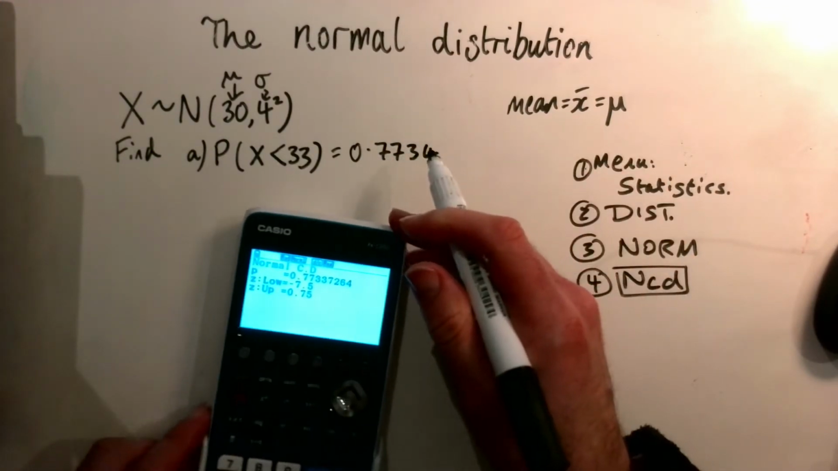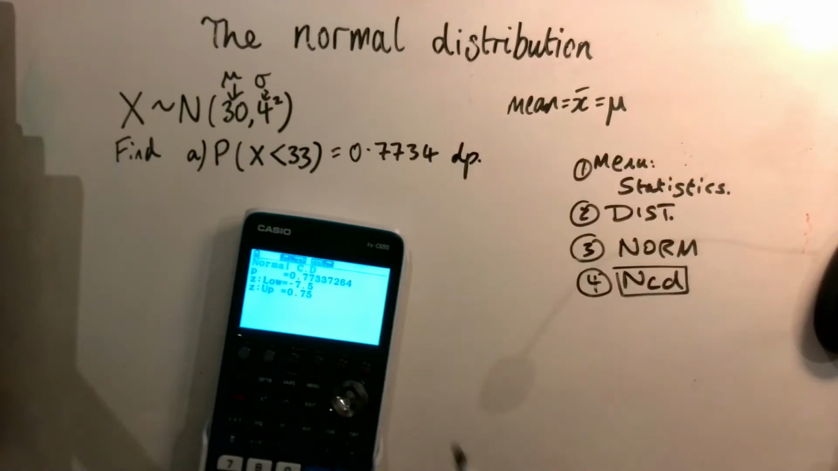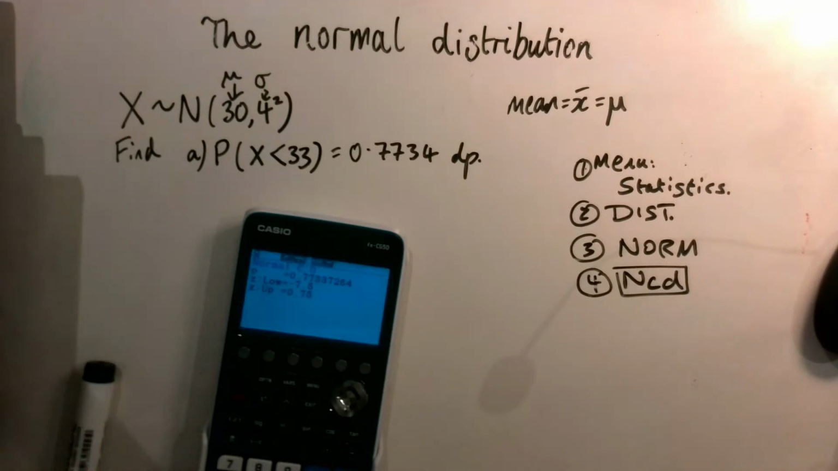I know normally we're 3 significant figures, but it's 4 decimal places, and that's because it comes from the fact that any tables we've got, and we've still got some tables that we use in the formula booklet, they're always done to 4 decimal places, so that's why we go for that.